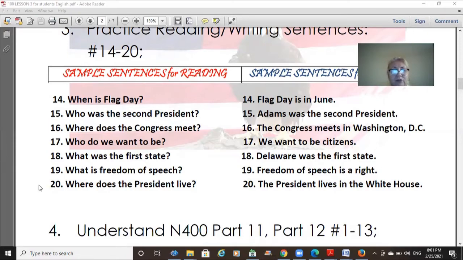Number 20 for reading, where does the president live? Don't forget to capitalize president. Number 20 for writing, the president lives in the White House. So because we're talking about the official residency of the President of the United States, both words, White and House, should be capitalized.